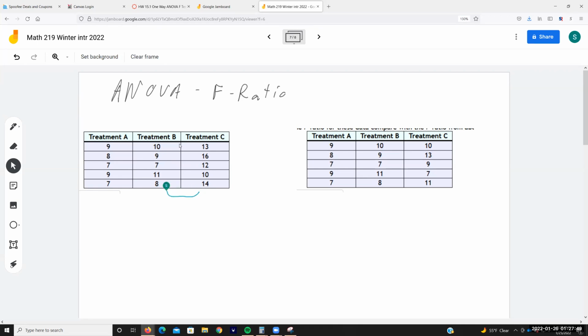If you compare them, these are closer together. The data and the groups are closer together. What does that mean? That means this between is going to be a lot smaller. And if that between is a lot smaller, what's going to happen to my F ratio? Is it going to be bigger or smaller? Smaller. The F ratio is going to be smaller. I see.